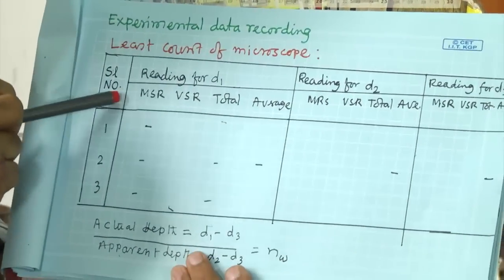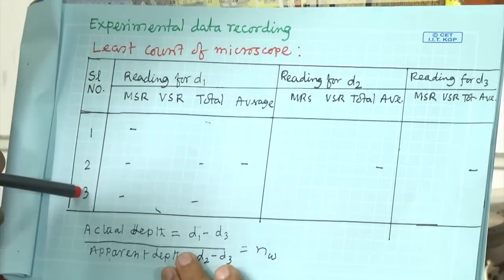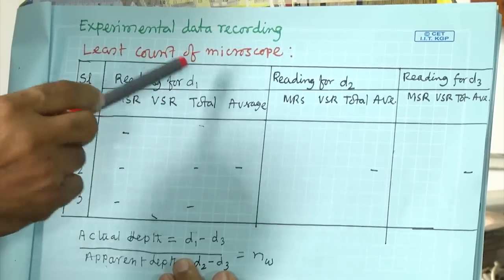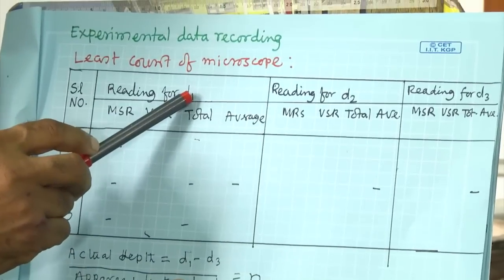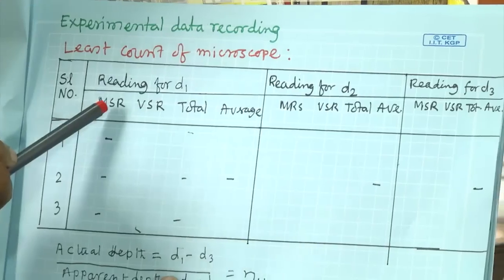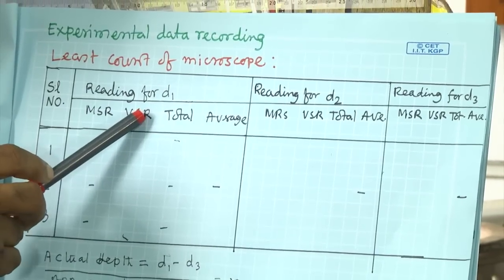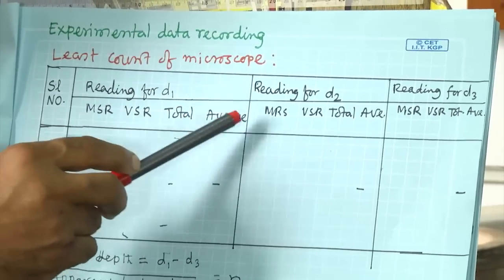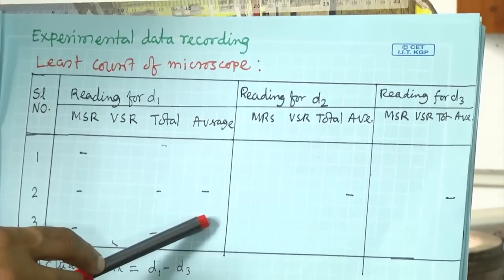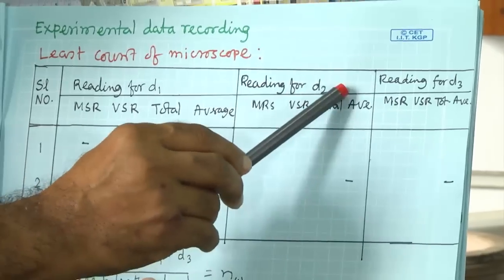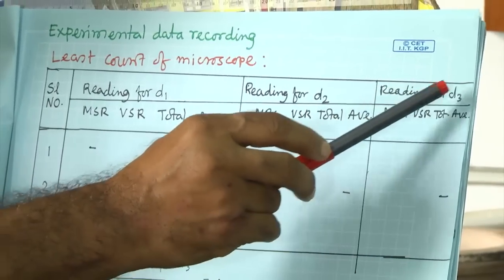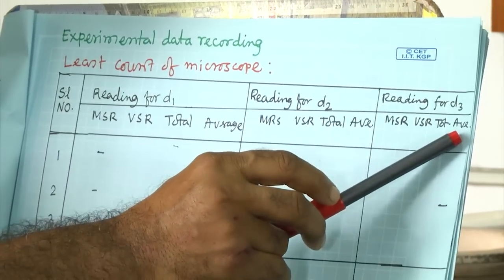Okay. Then one column is for serial number. Then reading for D1. D1 means this object depth. Okay. So, main scale reading, vernier scale reading. Then total. We will take a few observations, then we have to take the average. Then reading for D2 means for image, okay, and then reading for D3 that is for surface, right.